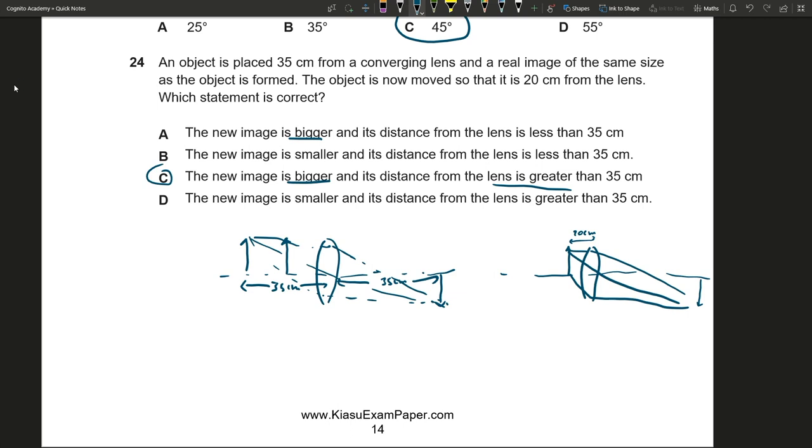Another way of figuring that out is by using our equation. 1 over the distance from the object plus 1 over the distance from the image is equal to 1 over the focal length of the lens. Now this focal length for the same lens is constant. So by moving it closer, meaning we decrease this O distance, this 1 over O becomes bigger. But to keep this constant, that means this 1 over I has to be smaller, meaning this I has to be bigger itself. So that means that I increases. So the distance of our image is further from the lens. And because it's further from the lens, the image is also bigger. So the answer here is C.